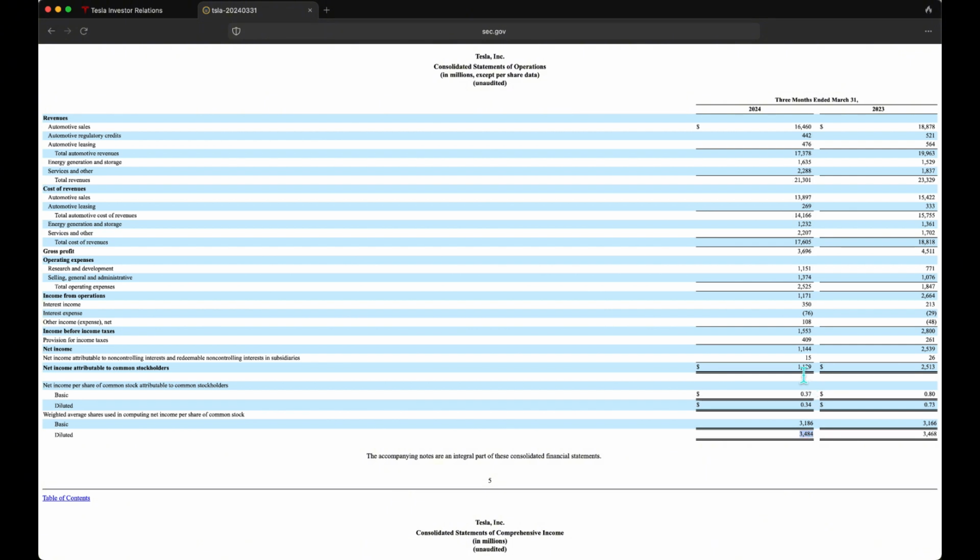So dividing 1,129 by the basic should give us our net income per share, the basic one. Dividing 1,129 by the diluted weighted average shares should give us our diluted net income per share. However, this is not the case because net income of 1,129 divided by 3,186 actually turns out to be 0.35 rather than 0.37. And the same net income divided by the diluted value of the weighted average shares, which is 3,484, is equivalent to 0.324. Neither of these values are here.